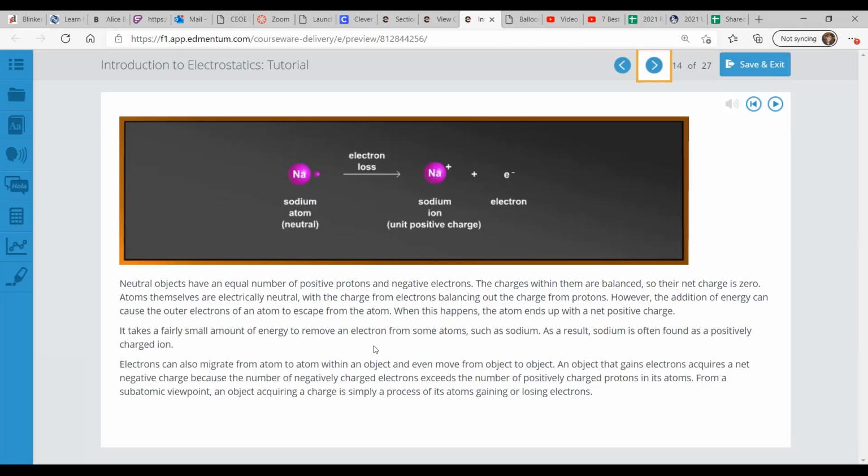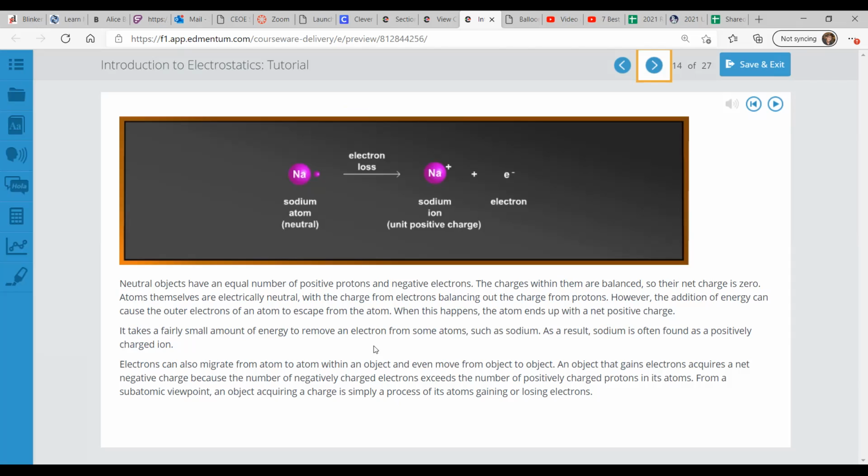Atoms themselves are electrically neutral, with the charge from electrons balancing out the charge from protons. However, the addition of energy can cause the outer electrons of an atom to escape from the atom. When this happens, the atom ends up with a net positive charge. It takes a fairly small amount of energy to remove an electron from some atoms, such as sodium. As a result, sodium is often found as a positively charged ion.